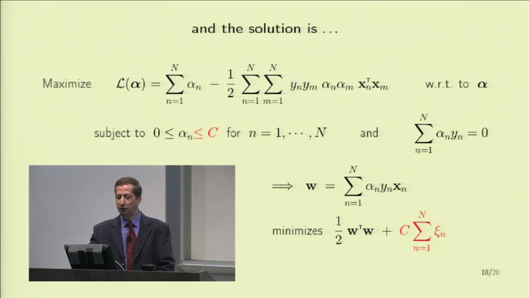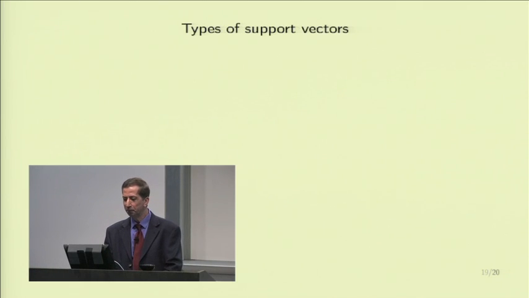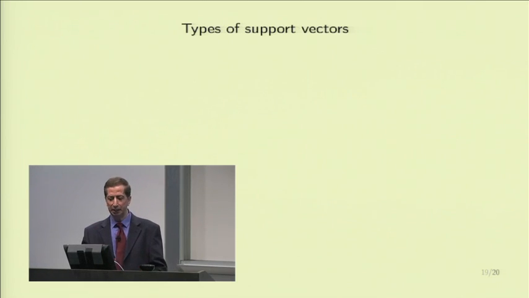So if you have already written your routine in order to apply support vector machines, all you need to do now is go to that routine and instead of zero less than or equal to alpha less than or equal to infinity, make it zero less than or equal to alpha less than or equal to C. And you have the soft margin support vector machines. Okay, that is a good bargain. So let's look at, just very quickly, types of support vectors.